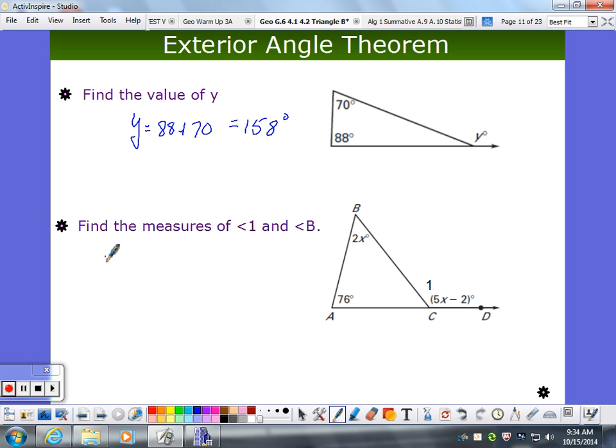76 plus 2x equals 5x minus 2. That's right, because the theorem says if you have that exterior angle, it's the sum of the two non-adjacent interior angles, the ones not next to it. So what do I get here? That's a 3x, and that becomes 78. Then I'm going to divide by 3. Okay, I'm going with 26.